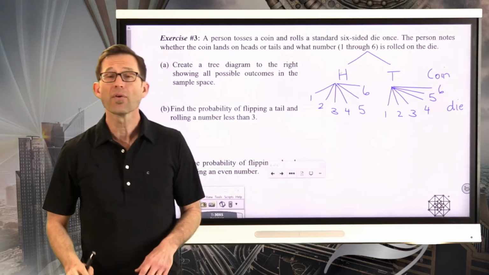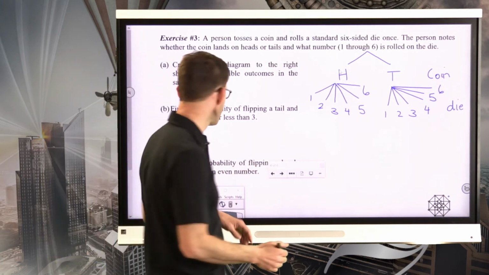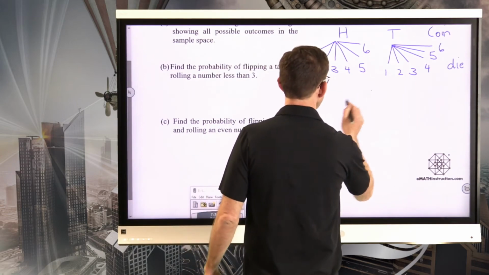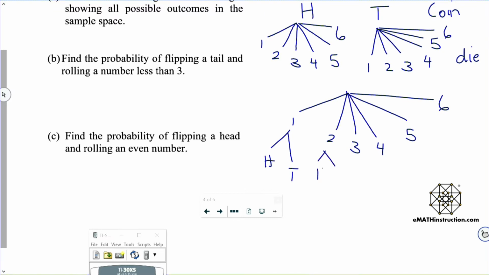right? By the way, if you did it the other way, right, if you started with the die and then went to the coin, your tree diagram would look different, right? It would look more like this: 1, 2, 3, 4, 5, 6, and then off of each one of these, you'd have heads, tails, heads, tails, heads, tails, heads, tails, etc.